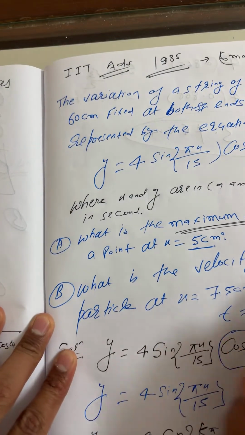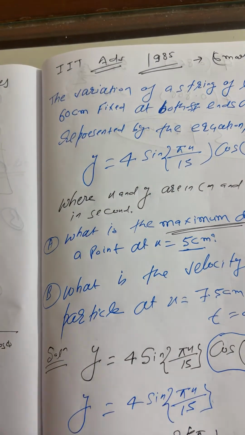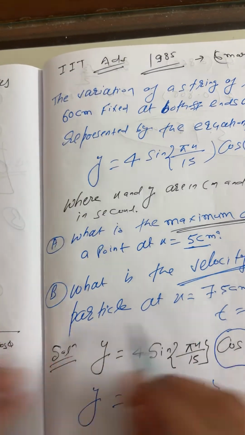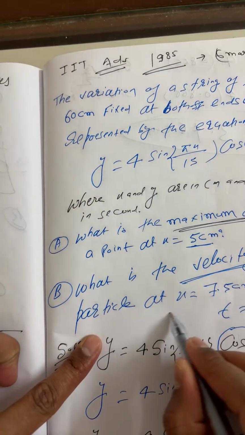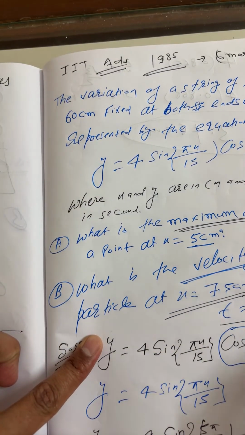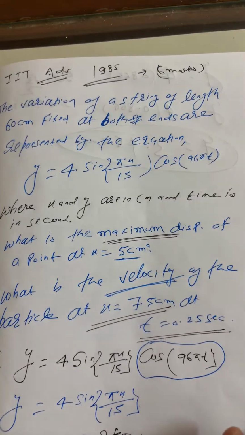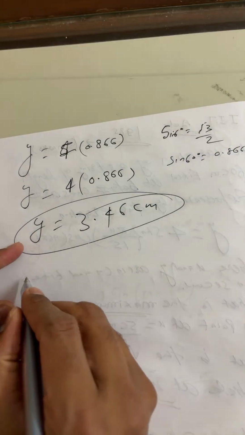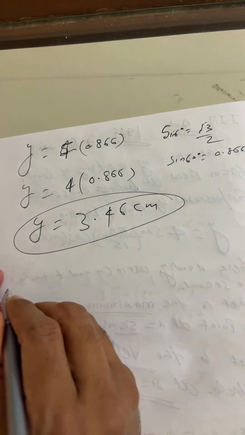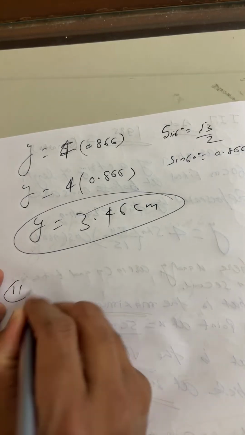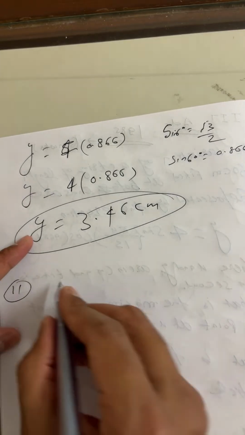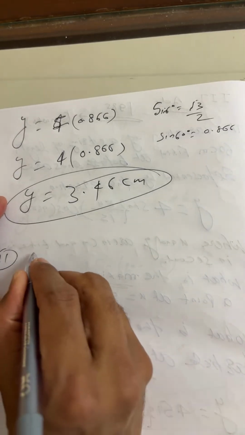Okay, what to find in the second part here? What is the velocity of the particle? Okay, we have to find velocity here. X is 7.5 and time is 0.25 seconds. So that is the second part we have to target here. Okay, so what's the equation here? First we have to write the given equation, my dear.